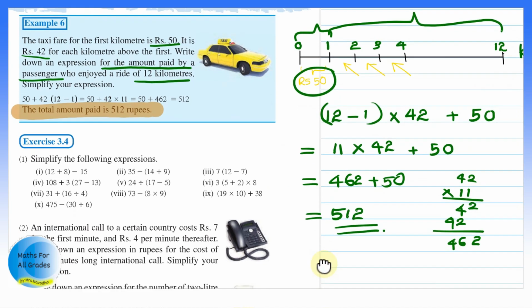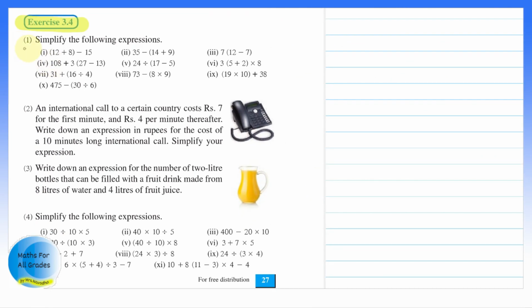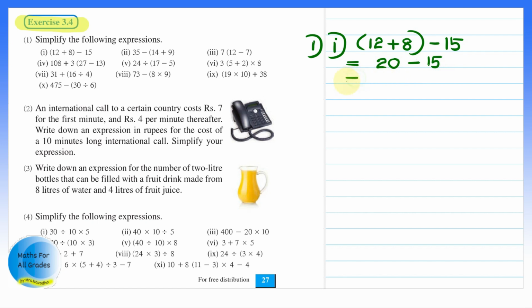Next, we have an exercise to do. Exercise 3.4. Question number 1. Simplify the following expressions. Let's do that. Row number 1. 12 plus 8, close the bracket, minus 15. So we first go for the brackets. 12 plus 8 equals 20. 20 minus 15 equals 5. Problem number 2. 35 minus, open a bracket, 14 plus 9. Let's solve the brackets first. 14 plus 9 equals 23. 35 minus 23 is 12.